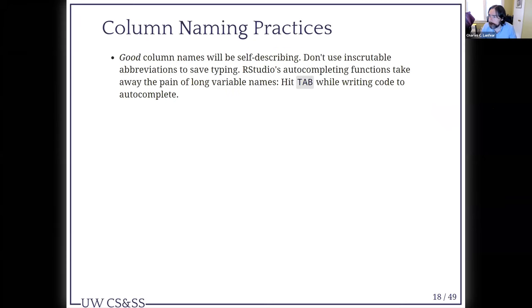Okay. So, some recommendations, some advice. Every once in a while, I insert tangents in my lectures to tell people to do things. So, column naming practices. Good column names are self-describing. Do not use inscrutable abbreviations to save your typing. You have autocomplete functions in RStudio, so use appropriately long variable names to at least understand what it is. Don't name everything in your dataset V1 through V2640, which is the original format the Denver Youth Survey was in. Don't do that because it makes people like me manually rename all 2640 variables.